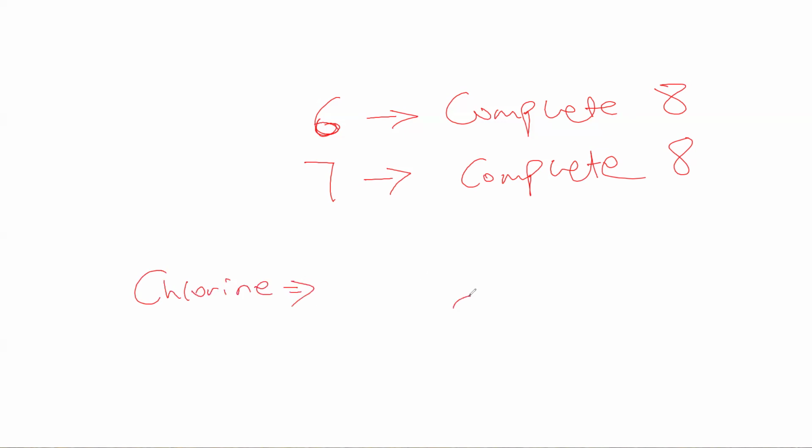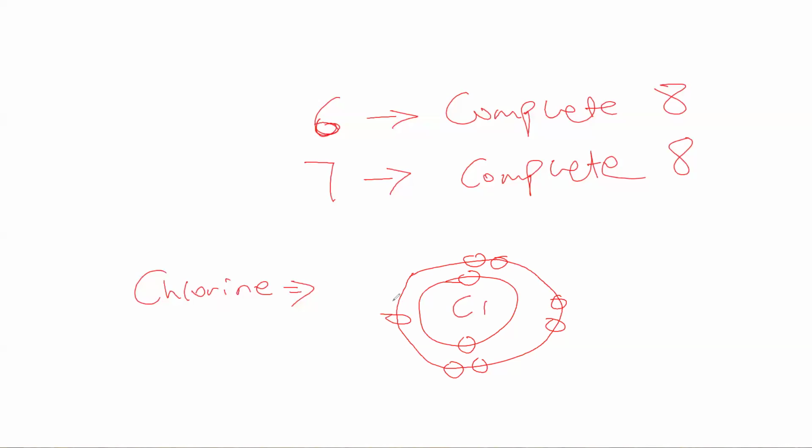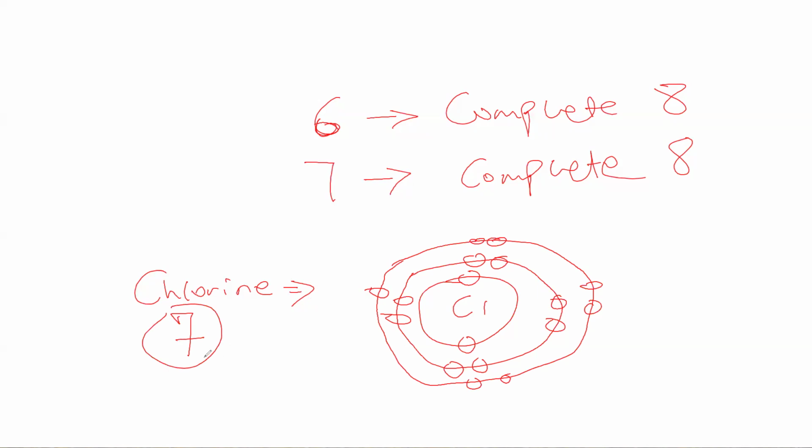Chlorine has this structure, Cl: shell number 1 with 2 electrons, shell number 2 with 8 electrons, 1, 2, 3, 4, 5, 6, 7, 8, and then shell number 3 with 7 electrons, 1, 2, 3, 4, 5, 6, 7. Now, chlorine is in group 7 on the periodic table. I want to ask the question, how many more electrons is it going to gain?